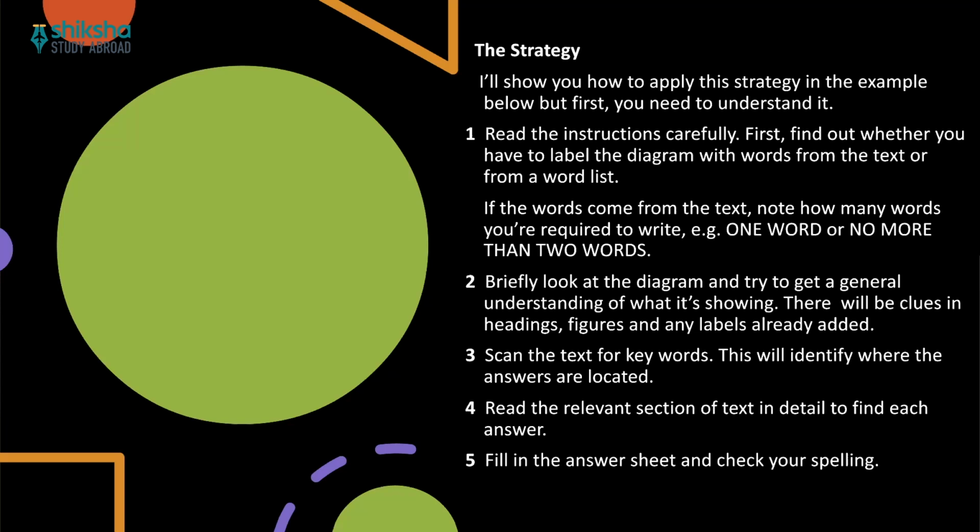Second strategy is briefly look at the diagram and try to get a general understanding of what it's showing. There will be clues in the headings, figures, and any labels already added. Third, scan the text for keywords. This will identify where the answers are located. Fourth, read the relevant section of text in detail to find each answer. And fifth and last strategy is fill in the answer sheet and check your spelling.